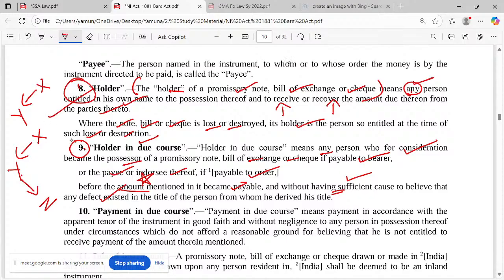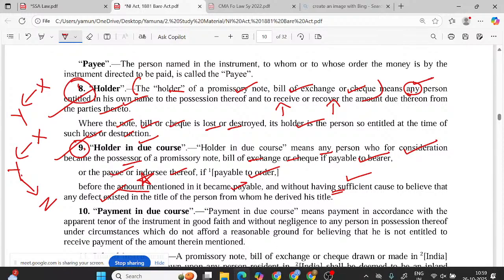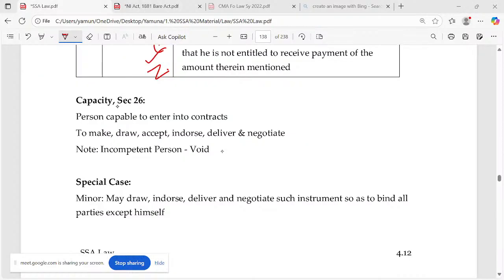So 8th and 9th, you can just go through. Can you go through first? So capacity follows from section 26. Need not worry in detail. Who are capable to enter into the contract? They are capable for negotiating. Incompetent person means void, not capable. Yes, please make a note of this one.